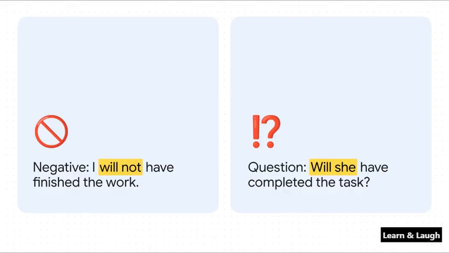So how do we make these negative or turn them into questions? Well, what did we do in the last two sections? That's right, we rely on our anchor word will. The negative is simply, I will not have finished the work. And the question? Bring will to the front. Will she have completed the task by tomorrow? Time for a quick quiz. Turn they finish into a future perfect question.